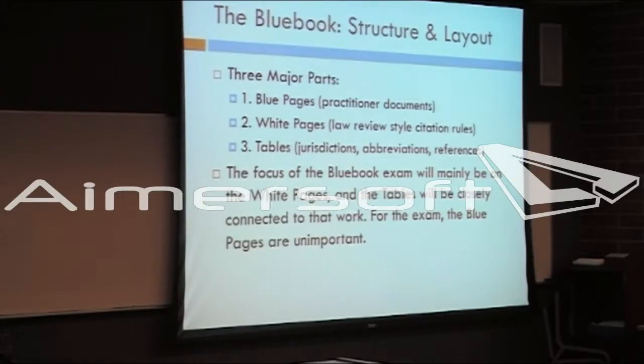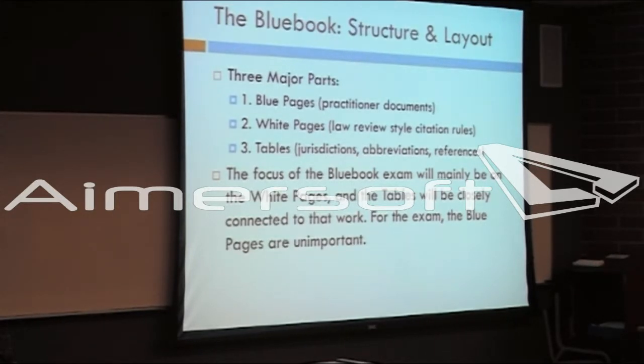That's all you could probably really do at this point, unless you just really want to read through the whole thing. So that's kind of the biggest tip I have. As you can see, there's three different sections of the Blue Book. You guys have probably used the blue pages mostly for your appellate brief and your trial brief. The Blue Book exam is going to be solely in the white pages. So that's another thing to keep in mind.